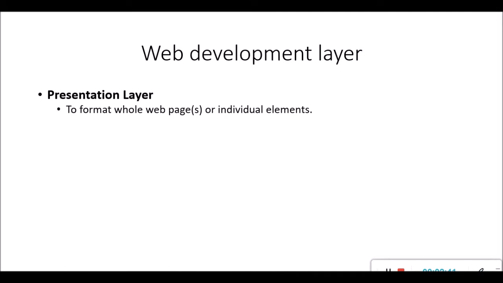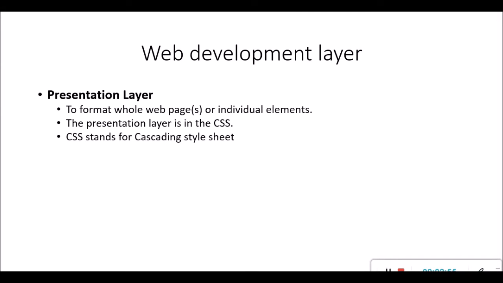One of the few things you need to know before we jump into HTML as well as CSS is what we call the web development layers. There are 3 different layers. The first one we call the presentation layer. Anything that has to do with formatting the whole page or an individual element, you do in the presentation layer. And this is actually where we have cascading style sheets, which is CSS.